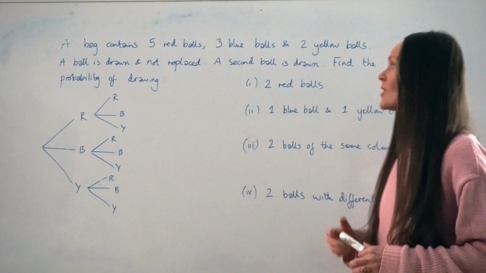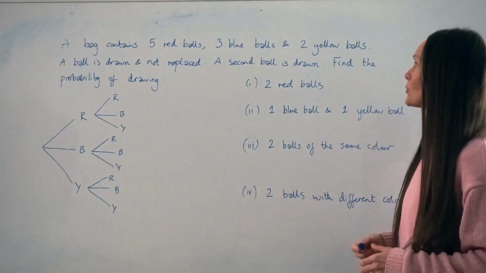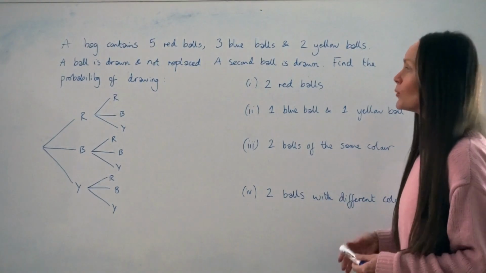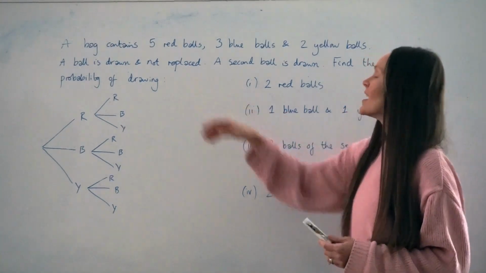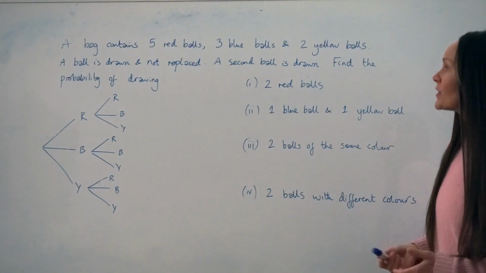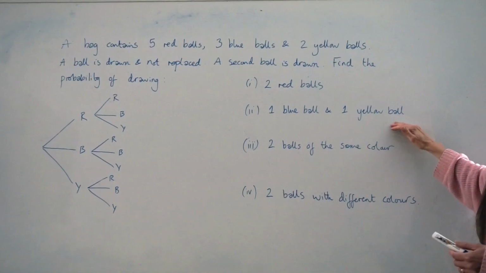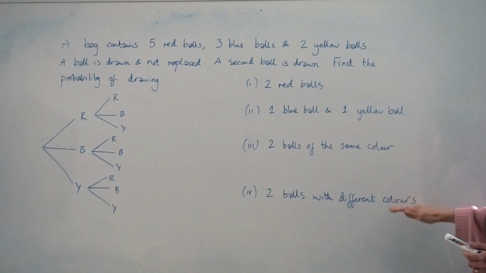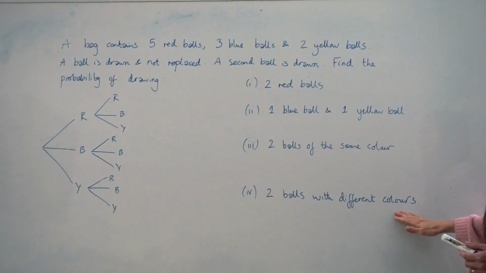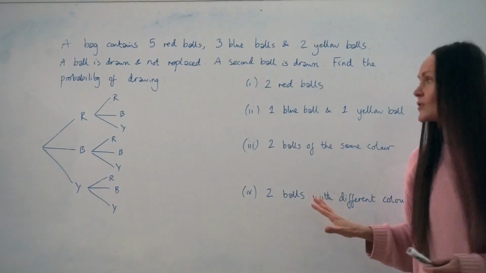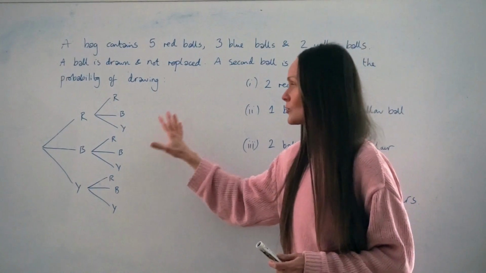In this example, a bag contains 5 red balls, 3 blue balls and 2 yellow balls. A ball is drawn and not replaced. A second ball is drawn. Find the probability of drawing 2 red balls, 1 blue ball and 1 yellow ball, 2 balls of the same colour, and then 2 balls with different colours. Before we answer these questions, we're going to fill in the probabilities on the tree diagram.